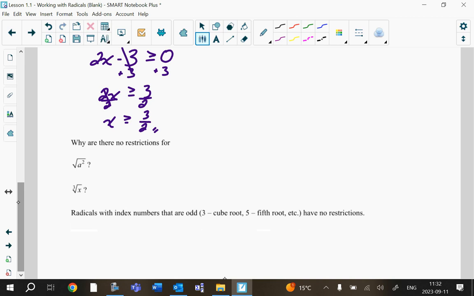Okay? Before I talk about these, anything with an odd number index, so third root, fifth root, seventh root, you can take negative numbers. You can't do it with even roots. You can't do it with square roots and fourth roots, but you could do it with third roots. For example, if I gave you this.